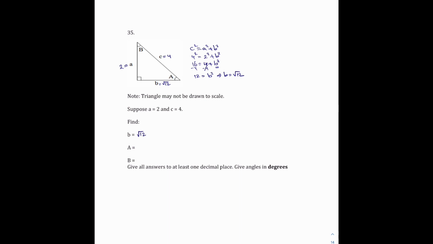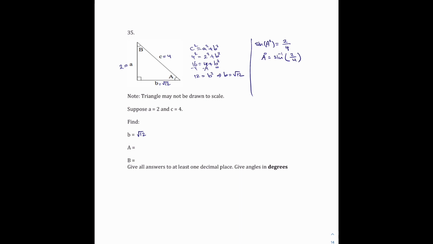To find angle A, we're going to say sine A is equal to the opposite over the hypotenuse, which means that A is equal to the inverse sine of 2 over 4.